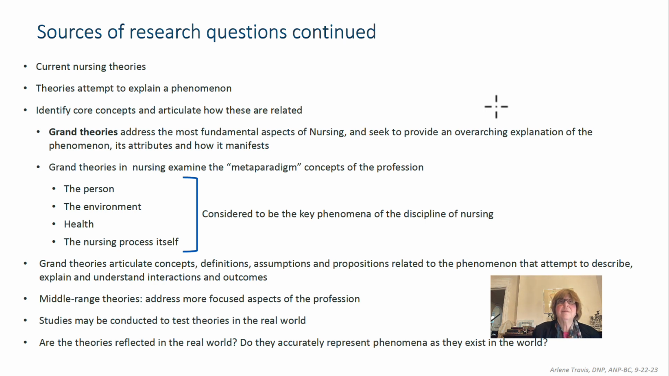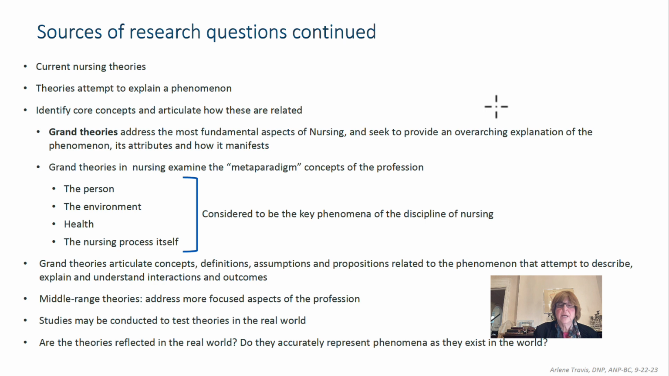So grand theories are going to articulate the concepts and the definitions and the assumptions and the propositions. They're going to look at all of these in relation to the phenomenon that the theory is about. And they're going to describe and explain it. And remember, we talked about how theories help us predict what's going to be, right? We looked at grief theory. It helps us in terms of understanding what takes place, what are the interactions, and what are the outcomes.